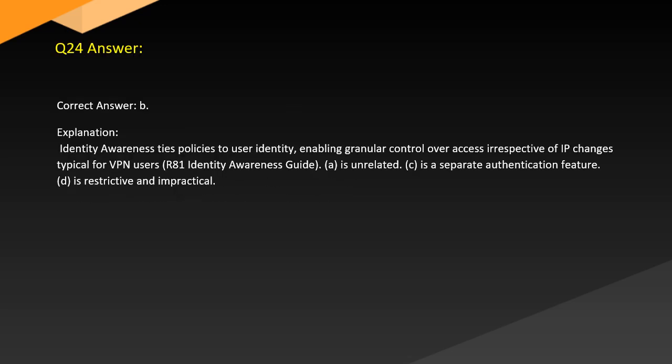Answer. Correct answer: B. Explanation: Identity awareness ties policies to user identity, enabling granular control over access irrespective of IP changes typical for VPN users. Reference: Identity Awareness guide. A is unrelated. C is a separate authentication feature. D is restrictive and impractical.